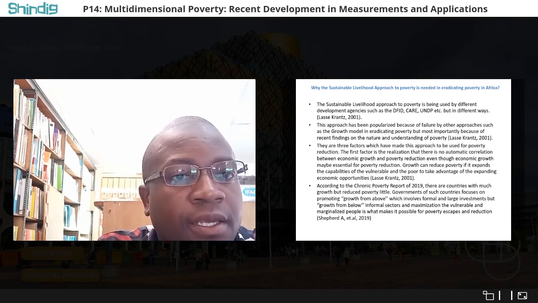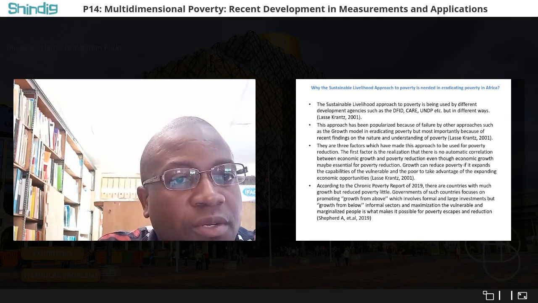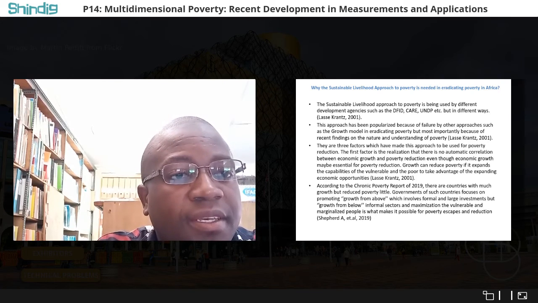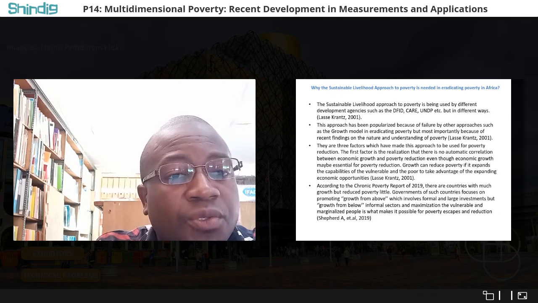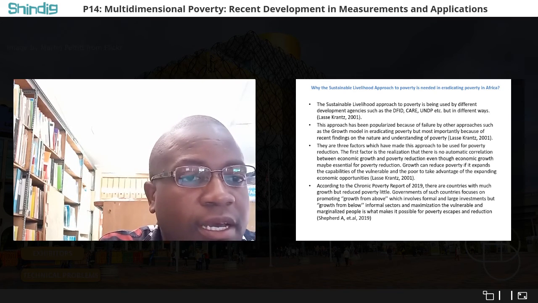The first factor is the realization that there is no automatic correlation between economic growth and poverty reduction, even though economic growth may be essential for poverty reduction. It is true, growth can reduce poverty if it expands the capabilities of the vulnerable and the poor to take advantage of the expanding economic activities.